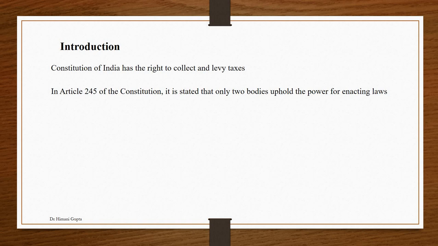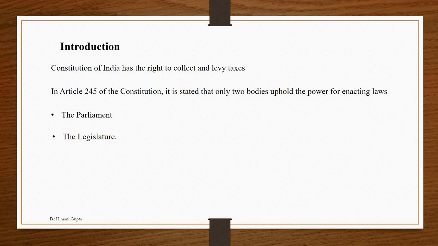Starting with the introduction, as we all are aware about the Constitution of India. So we can say that the Constitution of India has the right to collect and levy taxes, which means our Constitution can impose taxes on the general public. There are various articles in our Constitution. In this lecture, we will be talking about Article 245 of the Constitution, which states that in our Constitution, there are only two bodies who hold the power for enacting laws. The first one is Parliament and the second is Legislature.